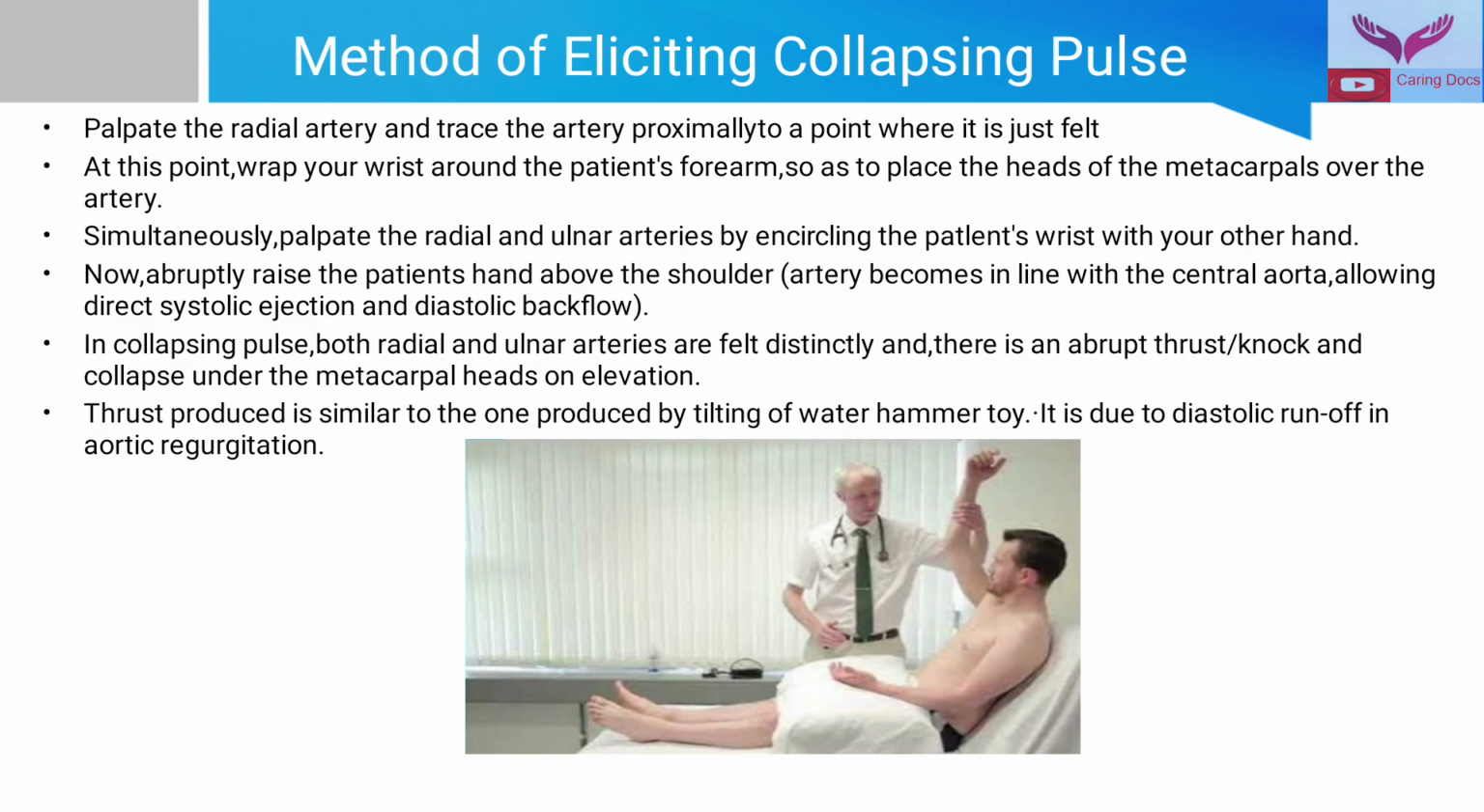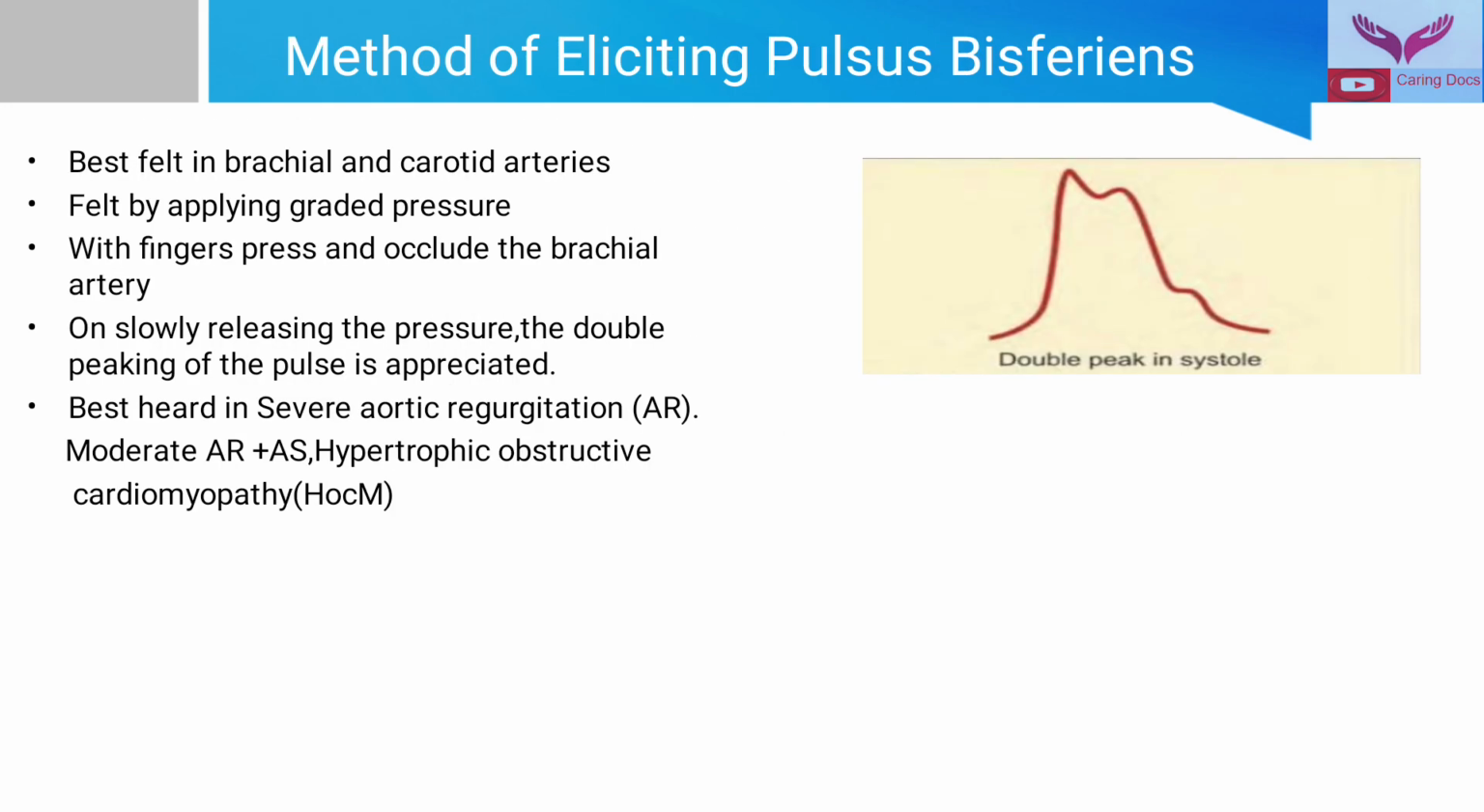In collapsing pulse, both radial and ulnar arteries are felt distinctly, and there is an abrupt thrust or knock and collapse under the metacarpal head on elevation. The thrust produced is similar to the one produced by tilting the water hammer toy. It is due to diastolic runoff in aortic regurgitation.